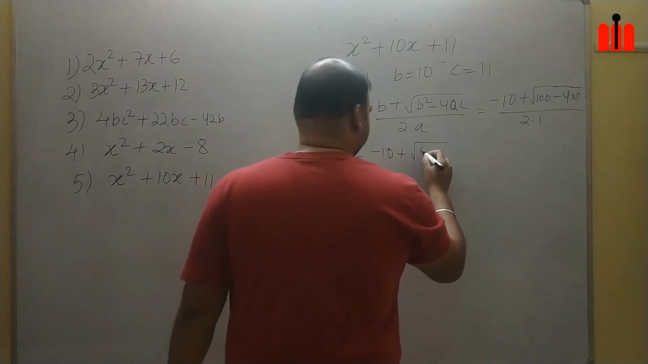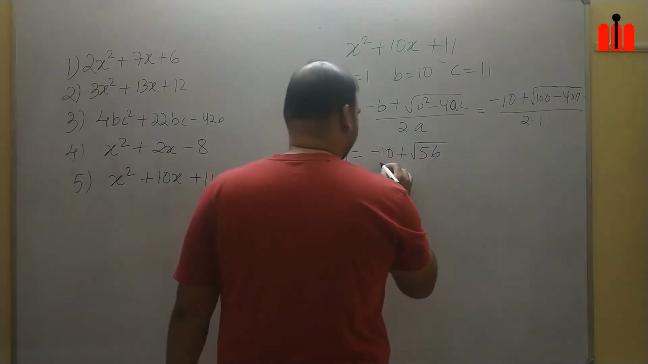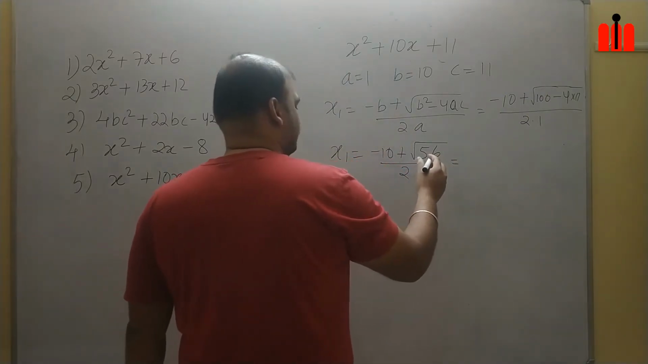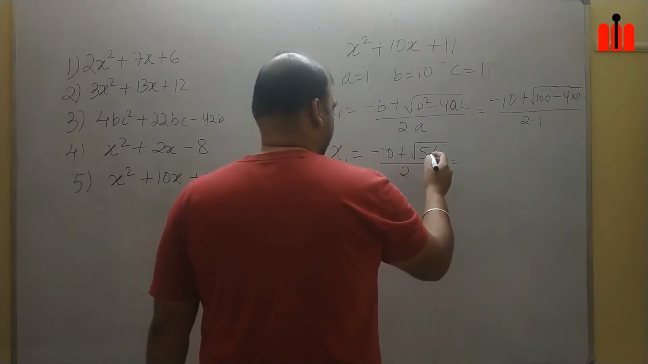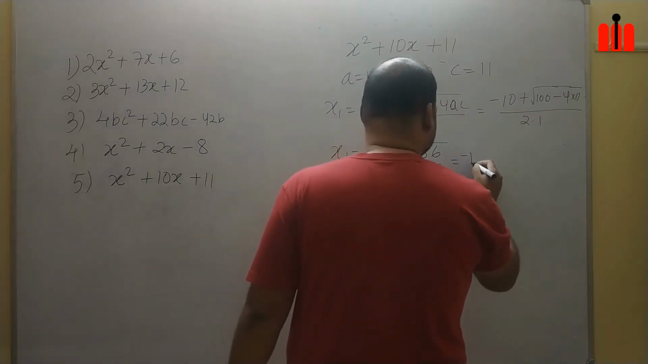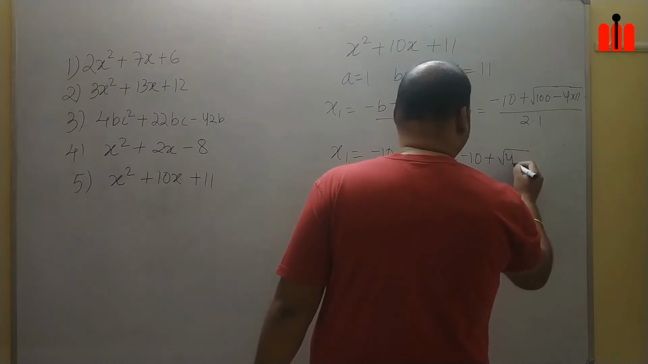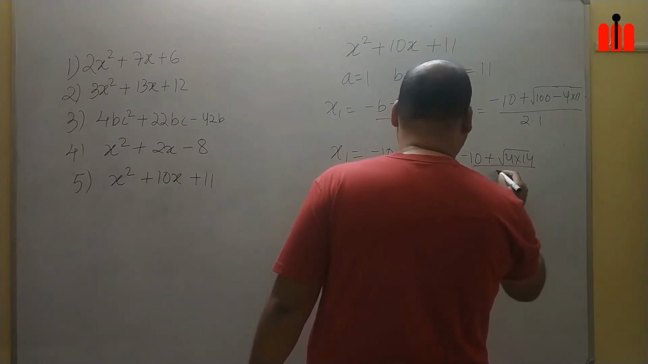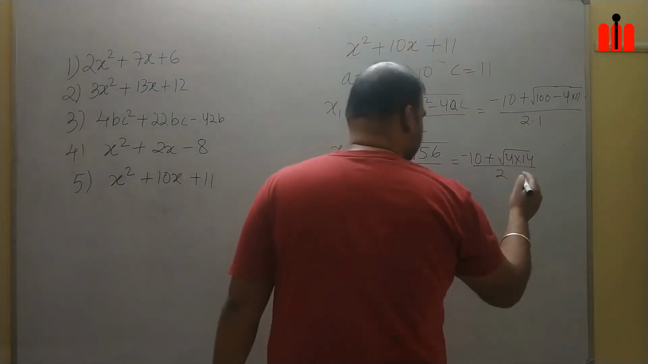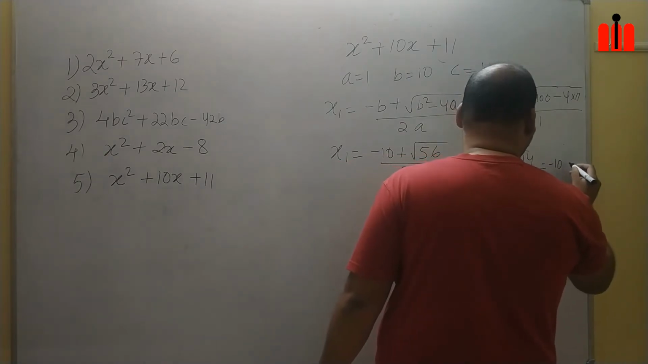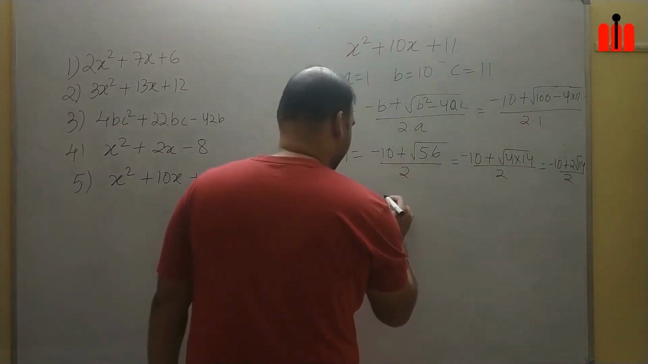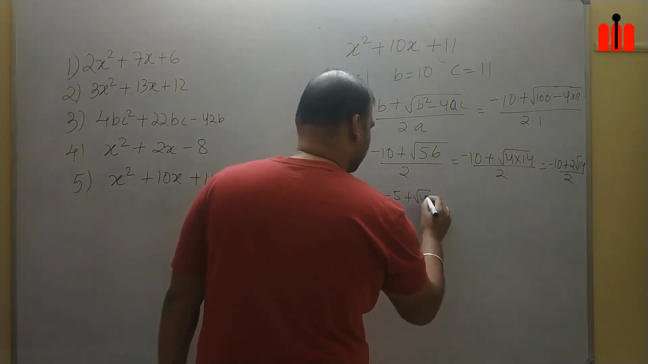100 minus 44 is 56. So it is 56, divided by 2. We can take 4 out here, so it will be 4 into 14. So it will be minus 10 plus root of 4 into 14, by 2. What we are doing is simplifying this 56. Once we simplify this 56, we will get minus 10 plus 2 root 14 by 2. So it will be minus 5 plus root 14.